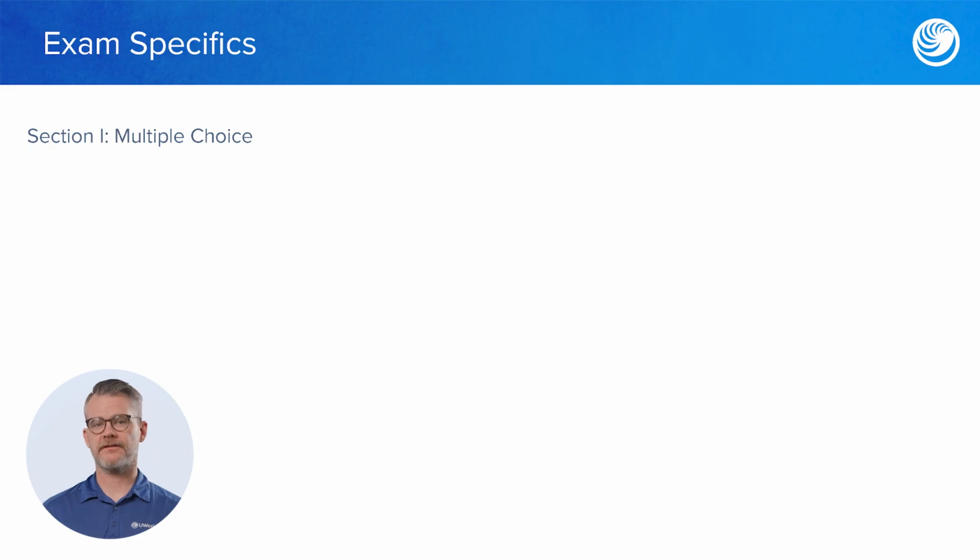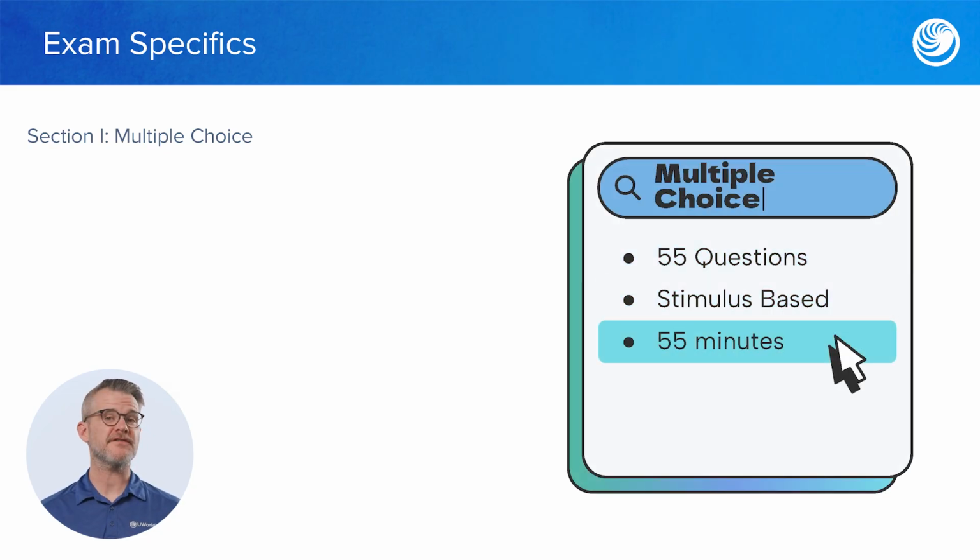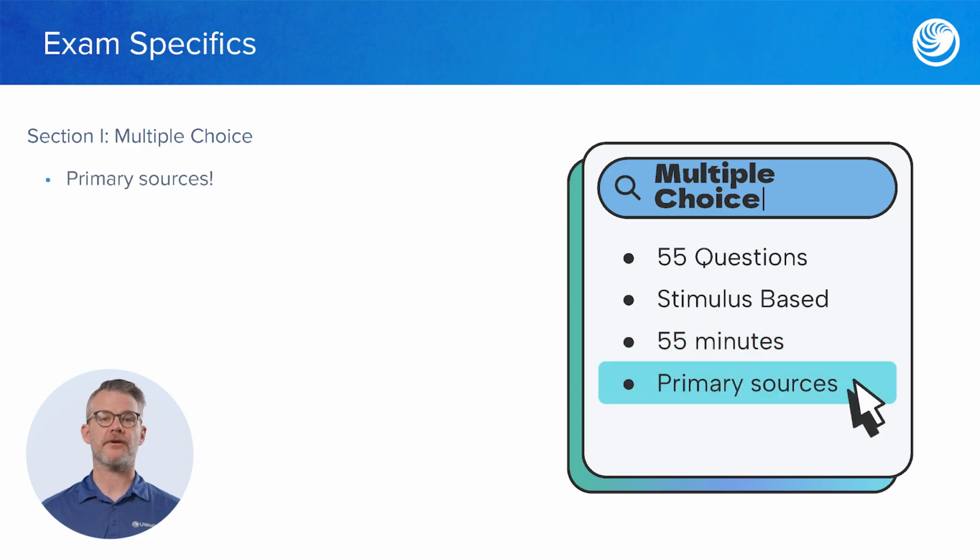First, the multiple choice. Students will answer 55 questions, stimulus-based, in 55 minutes, about a minute per question. Usually these questions are grouped in sets of 3 or 4, and each set is built around a source, like a political cartoon, a speech, an excerpt, a map, or a chart. This is why primary sources are so important in APUSH. Students have to interpret them, not just memorize facts.